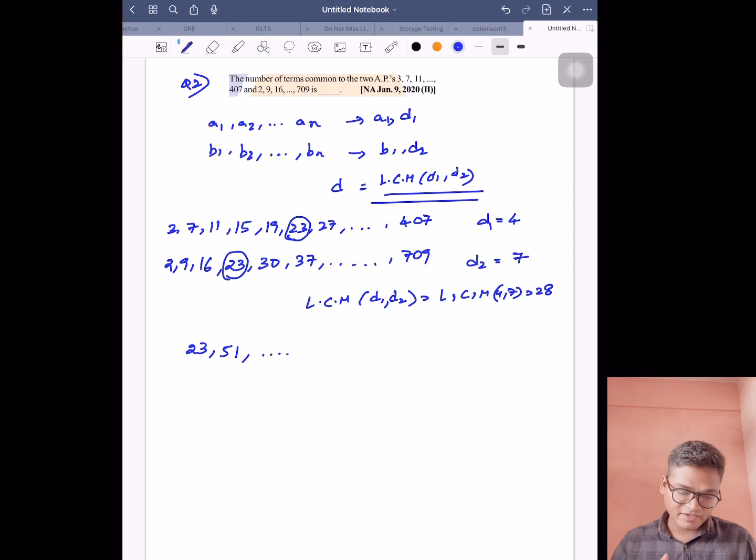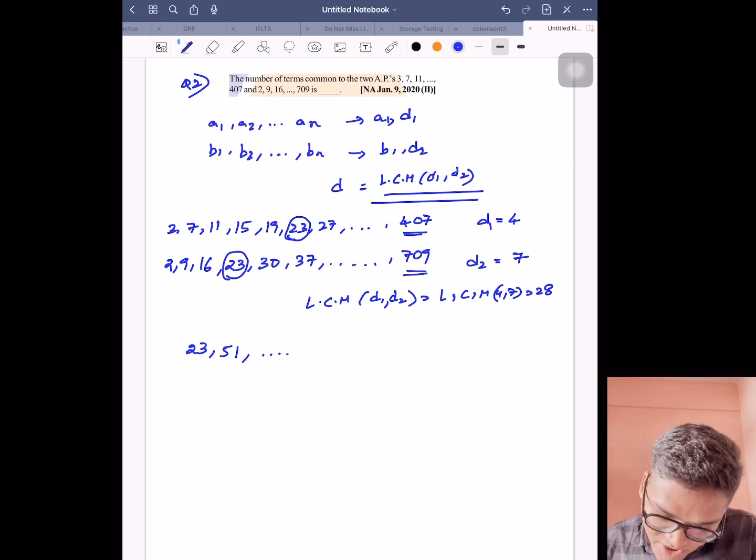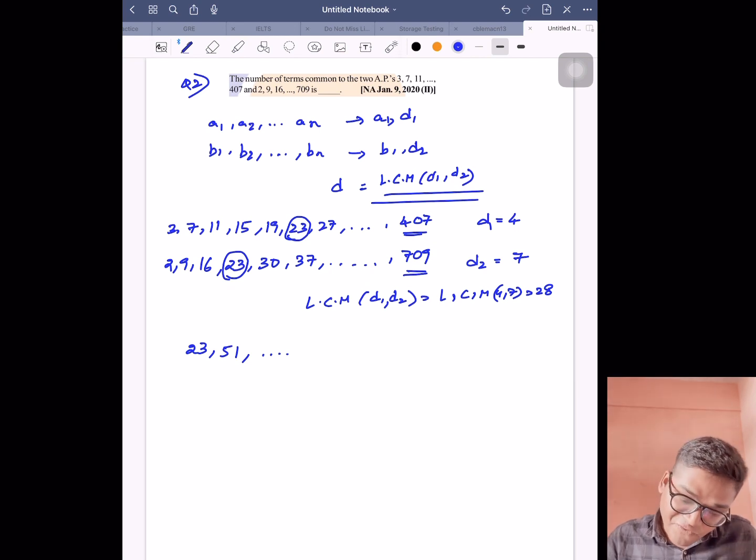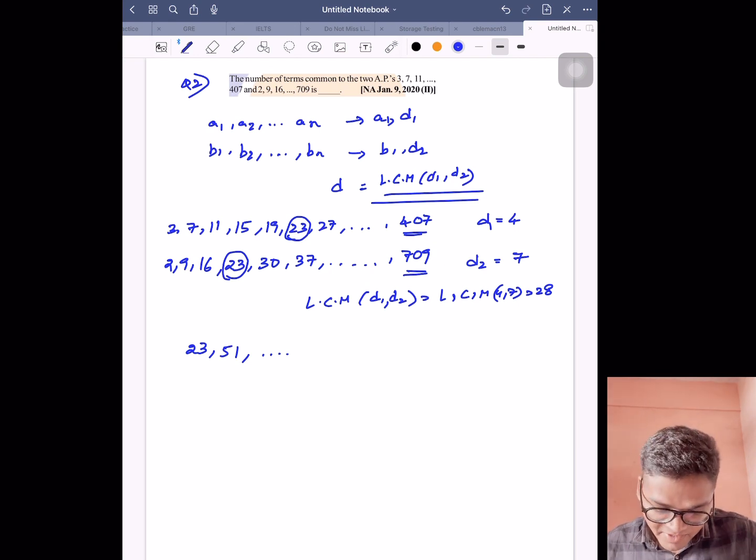Now the question is: how many such terms are there in both? What is the largest term in the first series? It is 407. What is the largest term in the second series? It is 709. So now tell me, which will be the limiting series for the common series? That means, after which number are there no common terms? There won't be any common terms after 407. The last term of the AP that is smaller is the limiting number for the common series.